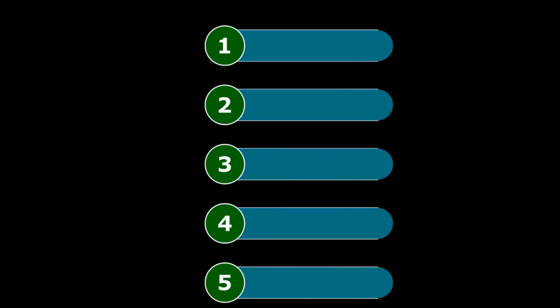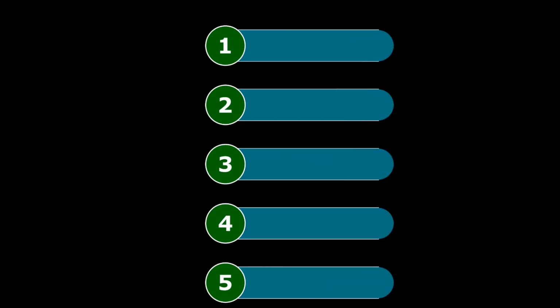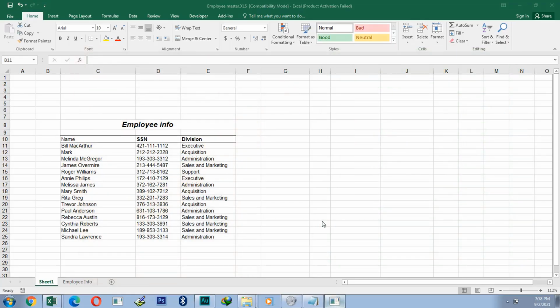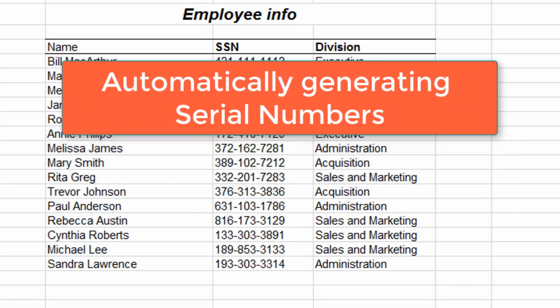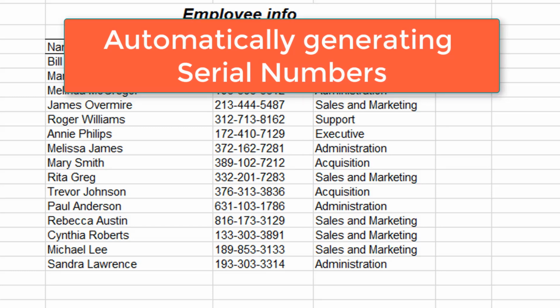When a list is numbered, it makes it easy to read and evaluate in so many ways. In this video, I'll demonstrate how to automatically generate serial numbers for lists when working with Microsoft Excel. Let's get started. We're going to use this list of employees to demonstrate how to automatically generate serial numbers.